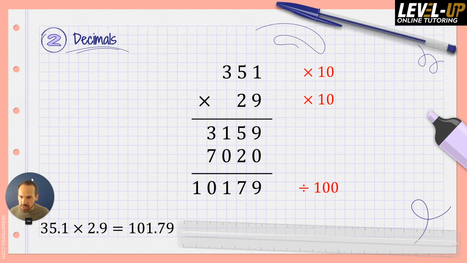which you can see just down there. 35.1 times 2.9 is 101.79, which makes more sense. If you think about it roughly, 35 times 3 would be around about 100.